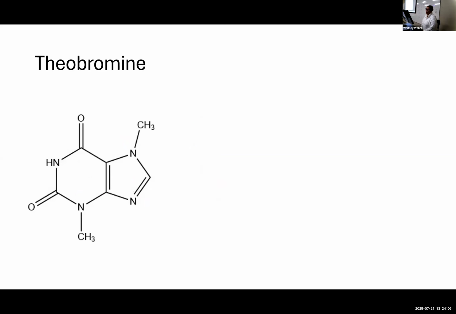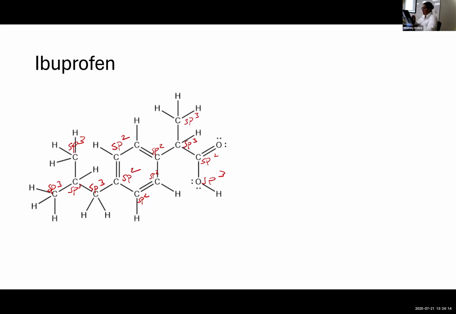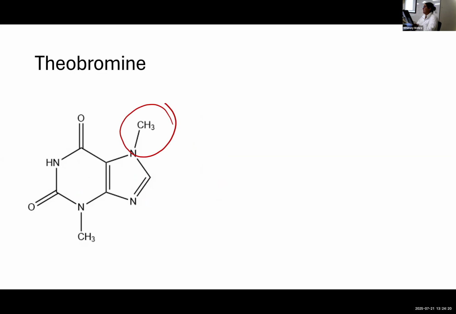This one's called theobromine. These CH3s, that's just me being lazy. But if I go back here, that CH3 is the same thing as this. So don't get tricked if I was to leave it like this. If I said CH3, how many things attached? 4, because this bond to the nitrogen counts. So it's tetrahedral, tetrahedral, and sp3.